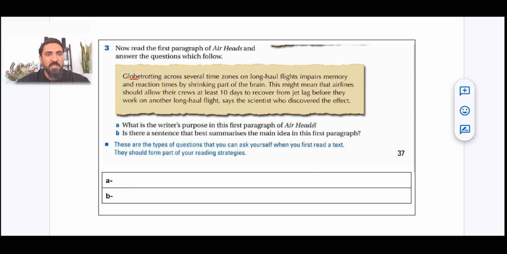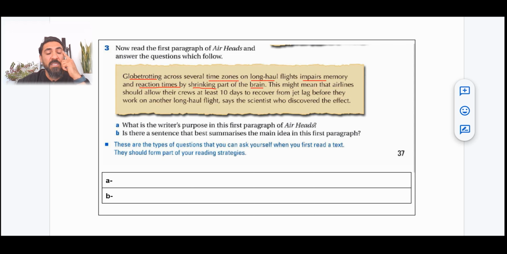Now, globetrotting means going to different locations in the world. For example, going to Australia, England, Brazil, Iran, other countries. So globe means world, trotting means going across several time zones. Time zones are different times in the world. On long haul flights, long distance flights. Impairs means damages memory and the reaction times of the pilot by shrinking. Shrinking means making smaller parts of the brain.